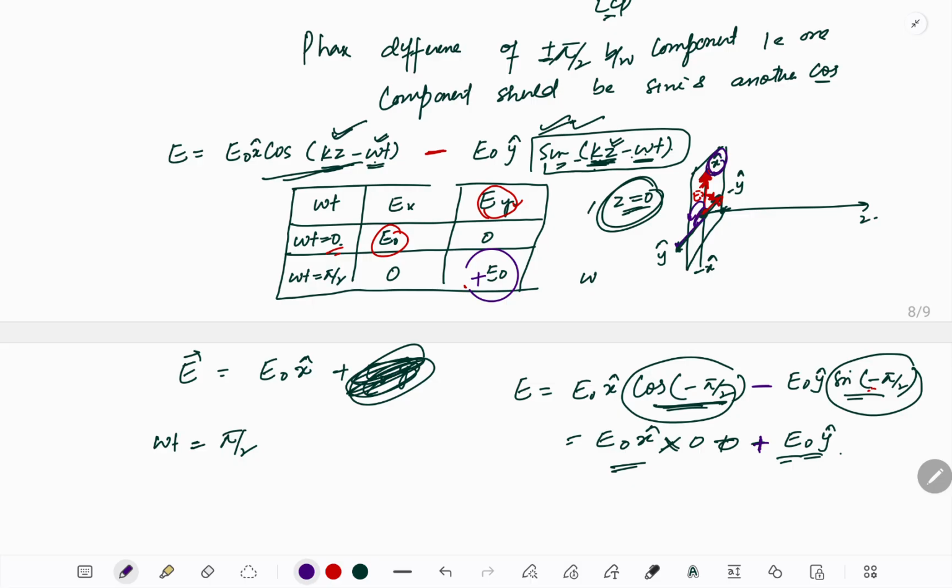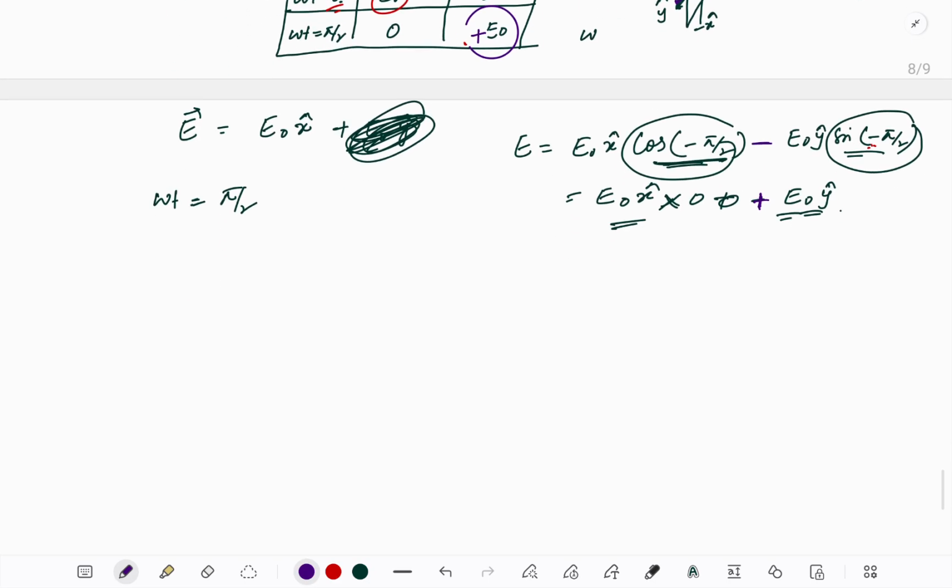I hope you understand. You try it yourself, you'll understand how it is right circular and how it is left circular, whether there is a positive sign between or a negative sign between. Just do the mathematics, it's very simple, it's just high school mathematics or maybe lower than that. Okay, and now there is elliptical polarization.